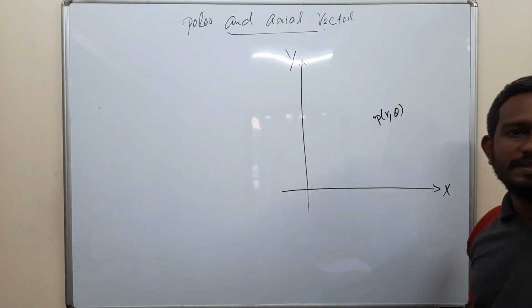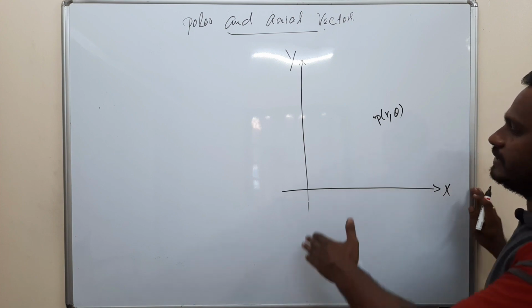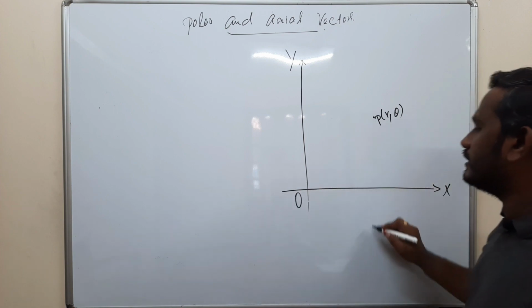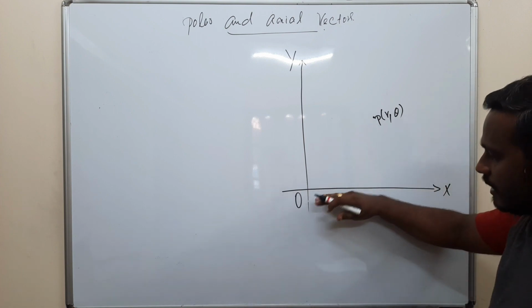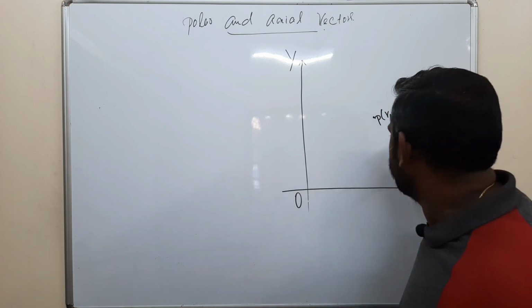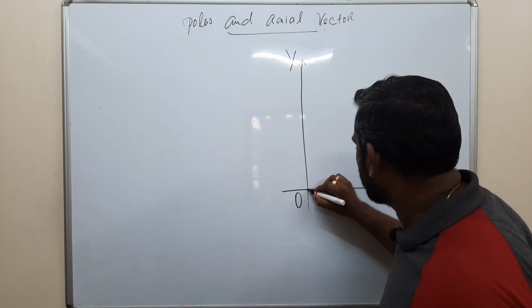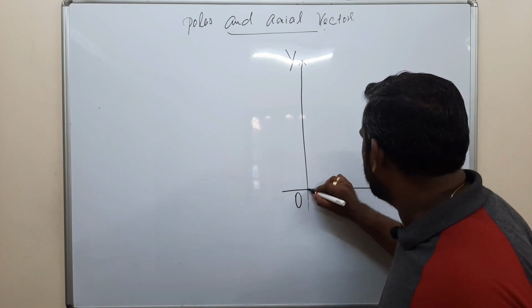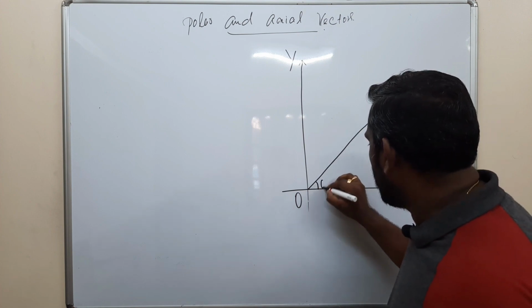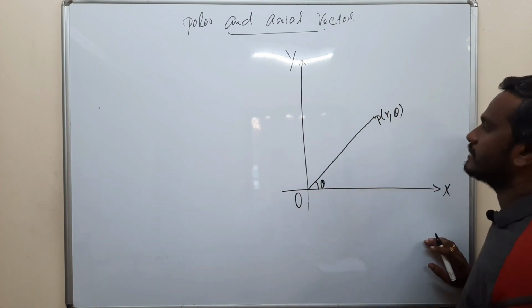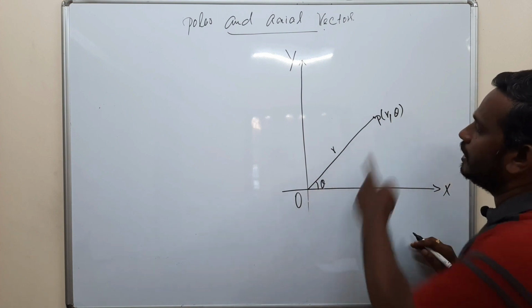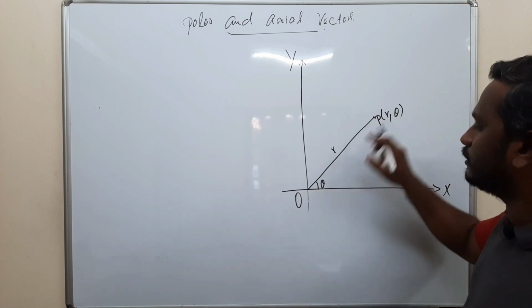Here r is the distance of the object from the origin, and theta is the angle of inclination with the x-axis. So theta is the angle of inclination with the x-axis and r is the distance of the object from the origin.